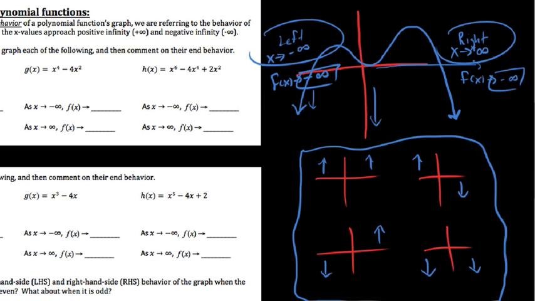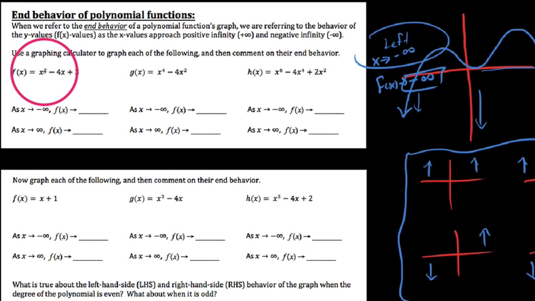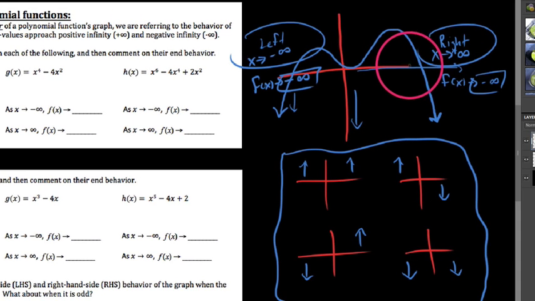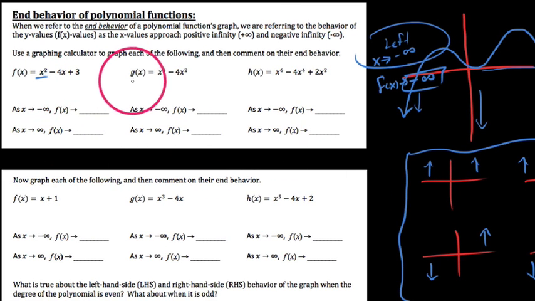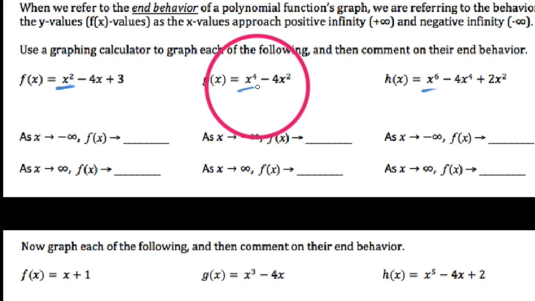So what we're going to do in this video is look at the effect of the degree and the leading coefficient upon the end behavior of our graph. We know it's one of these four possibilities. Could we narrow it down just by looking at the leading term if we have our polynomials written in standard form? So what I've done is this. We have f of x, g of x, and h of x here. And what I ask us to do is use a graphing calculator to graph each of the following and then comment on their end behavior.